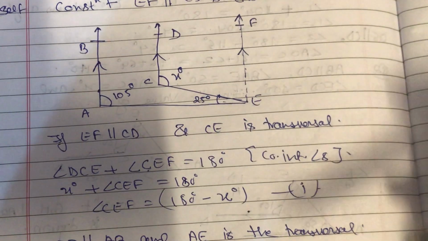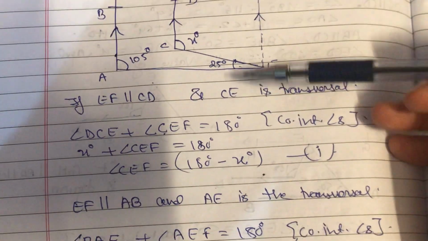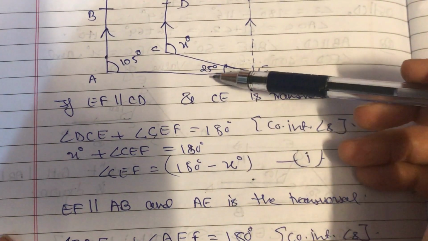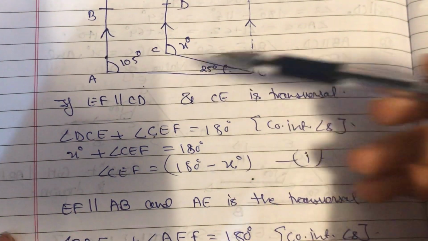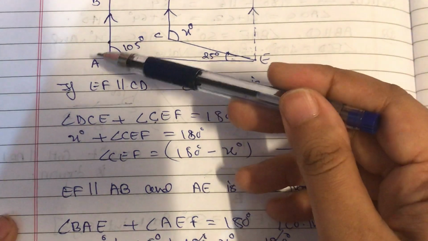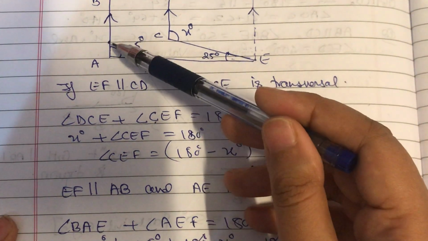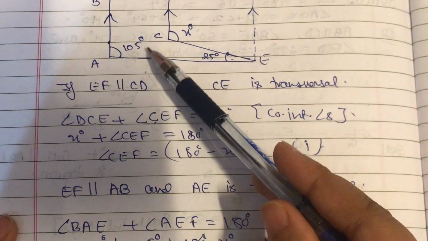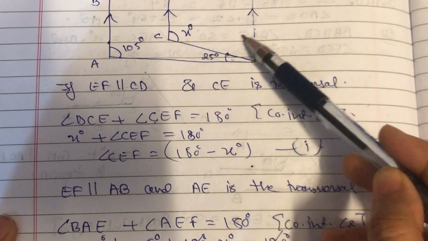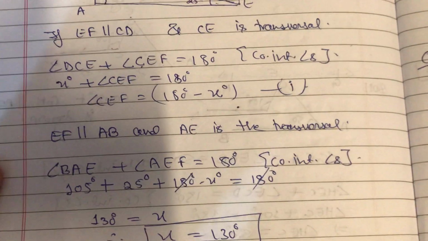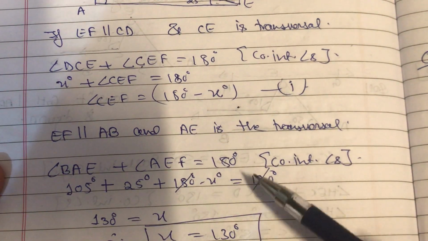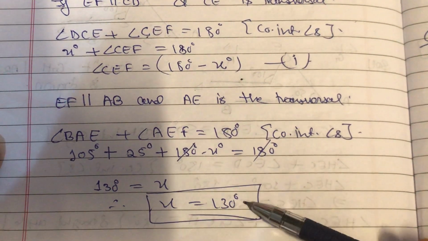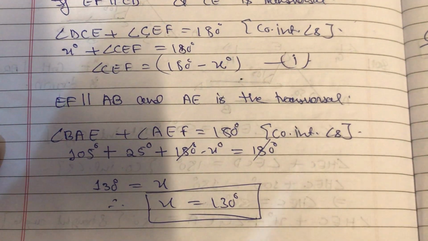Now since EF is parallel to AB and AE is the transversal, this angle plus this angle is going to be how much? 180. So this is parallel to this, so this plus the entire this is equal to 180. So this is 105 plus 25 and this is 180 minus x. So I'll just put the value of all the given angles. It is equal to 180. So when you solve it, you will get the value of x as 130 degrees. So this is how we'll solve.